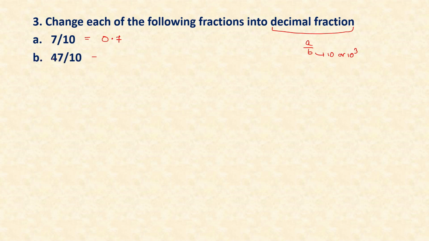The next question is 47 by 10. So I will write 47. Then I will count how many zeros are there in the denominator. Only 1 zero is there. From the right hand side I have to count the digit. I will count 1 digit, that is 7, and put the point here. So the answer is 4.7.